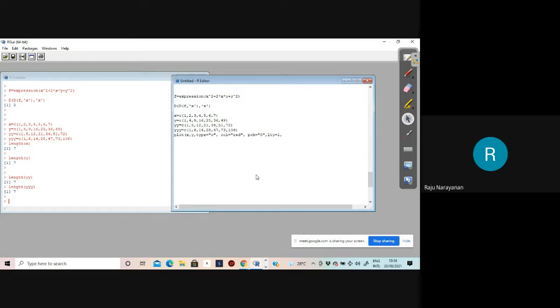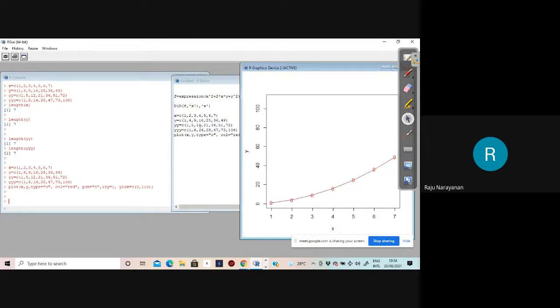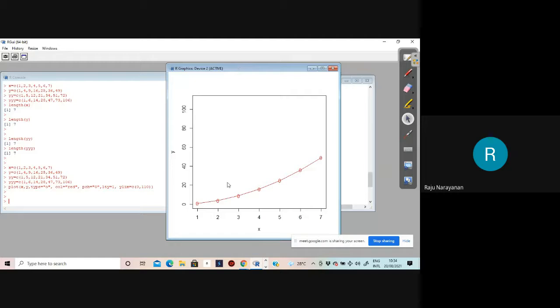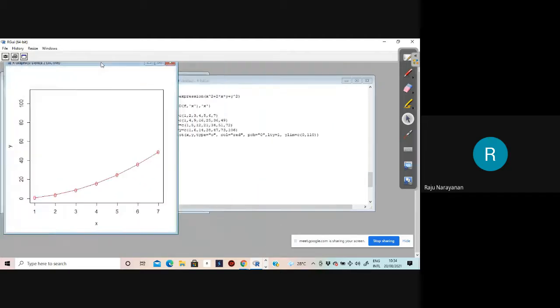Okay. And what is the maximum value? Maximum value is 106. Therefore, I have ylim is equal to c(0, 110). Everything correct? Otherwise, no problem. It will give an error message. Then we can correct it. Yeah. Therefore, this is the curve of y.